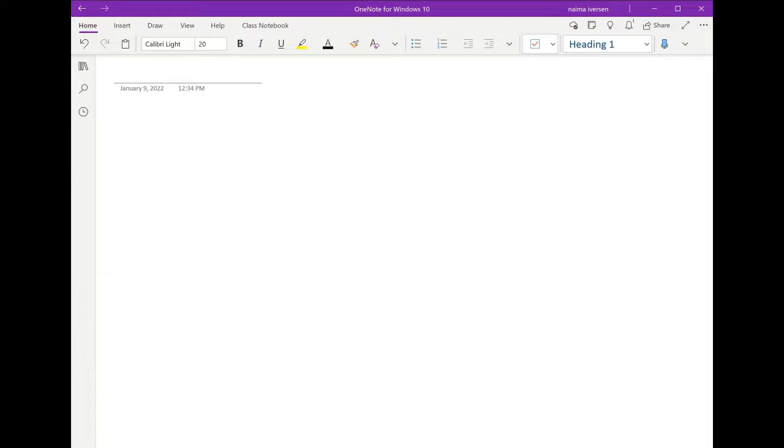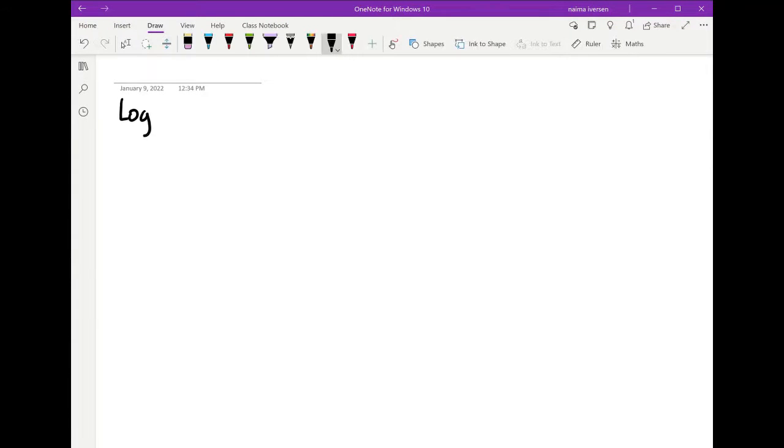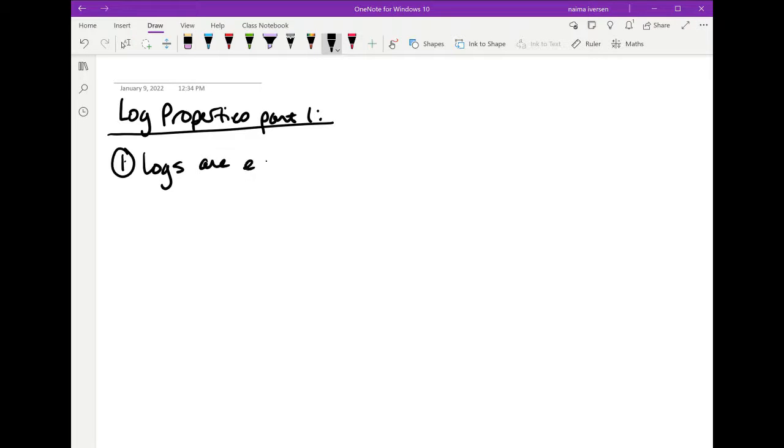All right, log properties, part 1. Log properties. These are like your exponent laws, but they're for logs. A couple of them we've already seen. The first one that we've already seen is that logs are exponents.